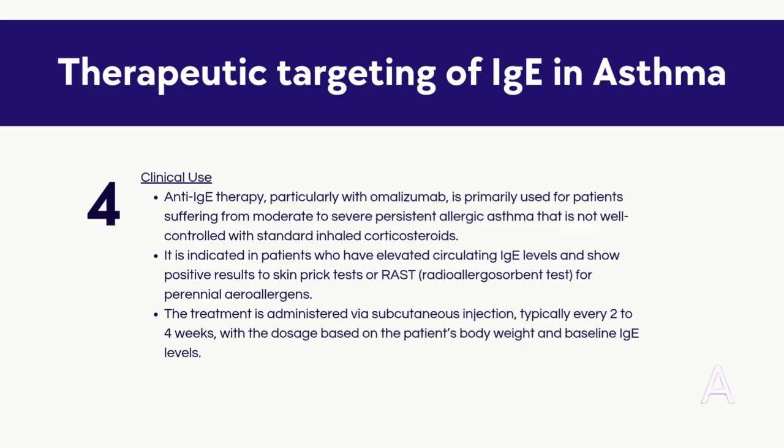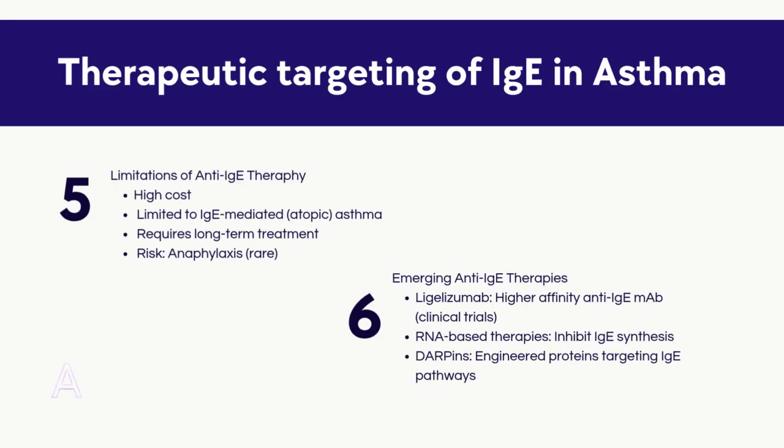It is indicated in patients who have elevated circulating IgE levels and show a positive result to skin prick test or radioallergosorbent test for perennial allergens. The treatment is administered via subcutaneous injection, typically every 2 to 4 weeks, with the dosage based on the patient's body weight and baseline IgE levels.